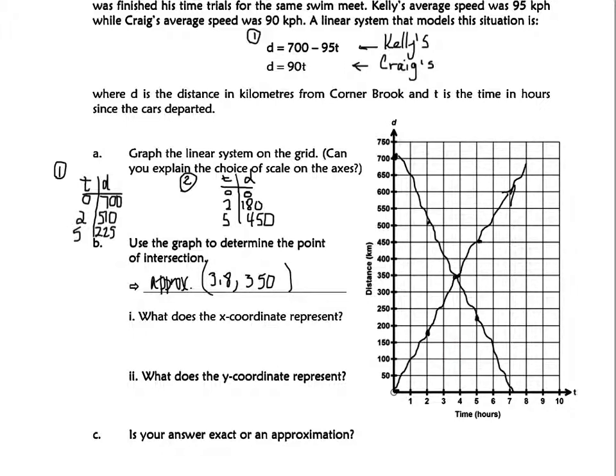So the x-coordinate represents the time they meet, or they might not actually meet each other, but they will be in the same spot at the same time. What does the y-coordinate represent? The y-coordinate represents the distance from Corner Brook at the time they meet.